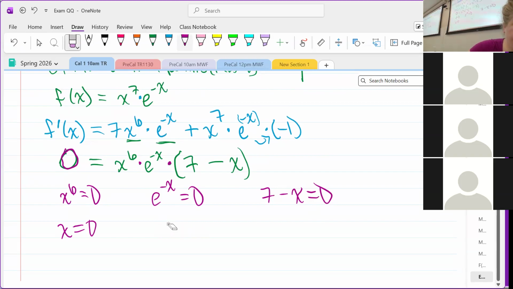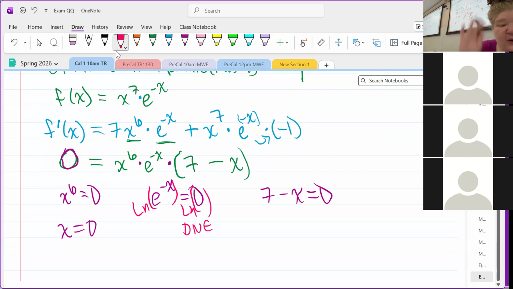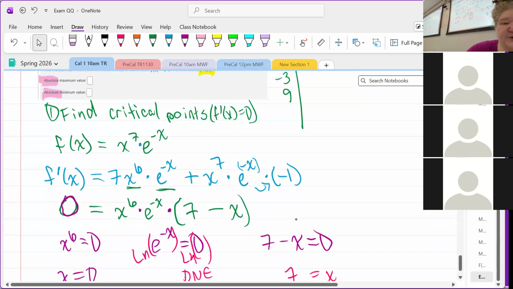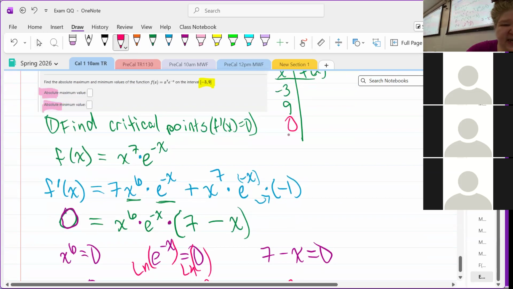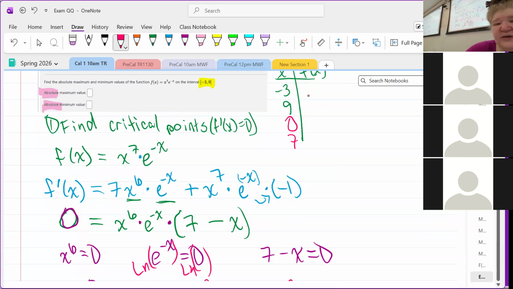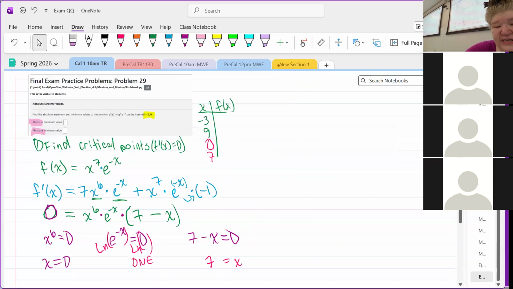But if you're not sure, I can natural log both sides. And when I try to type in natural log of 0 on the calculator, it goes, no. So that's when we go, oh, okay, just kidding. That isn't true. There are no values from that. And then the 7 minus x, I add the x over, so I also get 7. So for my table of values, I also need to test 0 and 7. And I double check 0 and 7 are between -3 and 9. So I'm going to check all 4 of these values.